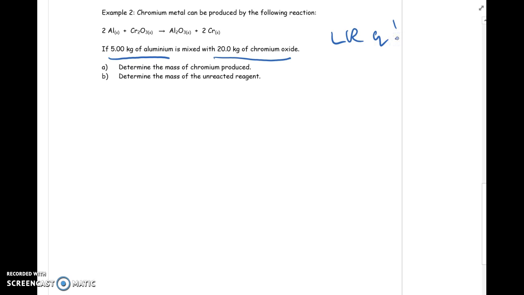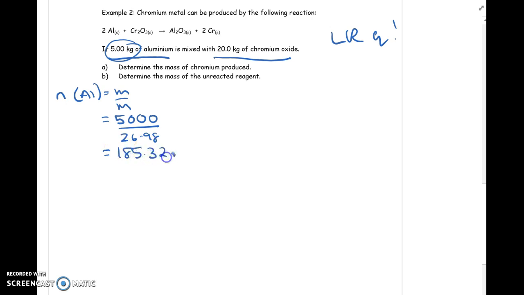So, let's find the moles. The number of moles of aluminium is equal to mass over formula mass. Now, the problem is the mass is in kilograms, and we must convert it to grams before we start. So it's 5,000 grams over the formula mass of 26.98, which I got off the periodic table, and it comes out to 185.32 moles. Now I'm going to store that on my calculator.